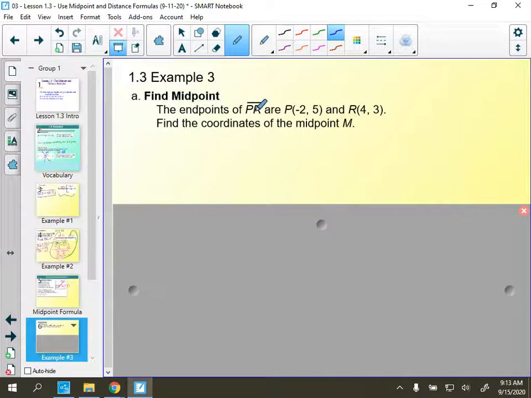So the endpoints of segment PR are right here, P and R. It gives us those coordinates. Like I said, they're numbers. That's the X coordinate. That's the Y coordinate. And then R has its own separate set of X and Y coordinates. What it's asking for is find the coordinates of that midpoint. So a straightforward application of that formula we just talked about. I'm going to write the formula out just so we can see it. I kind of set it up like this, where we're looking for the X coordinate of the midpoint, and we're looking for the Y coordinate of the midpoint.